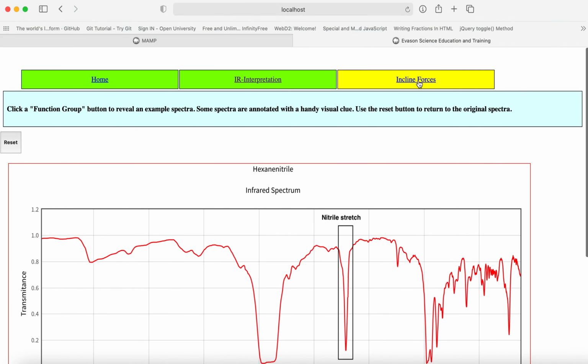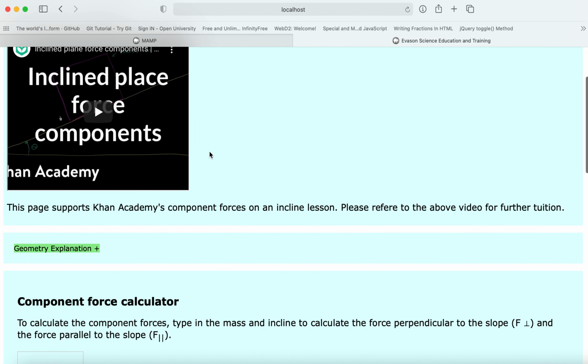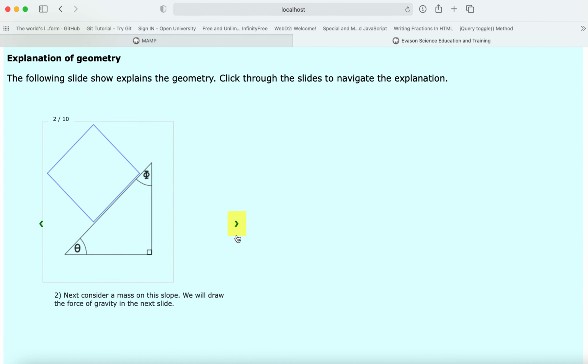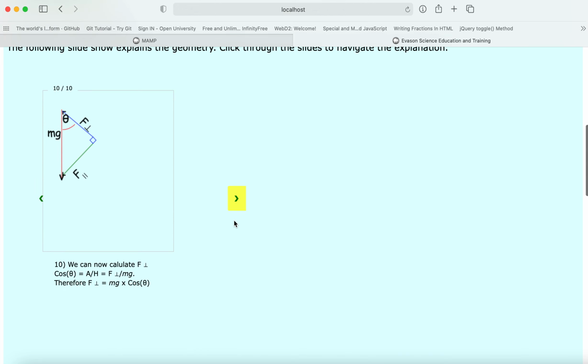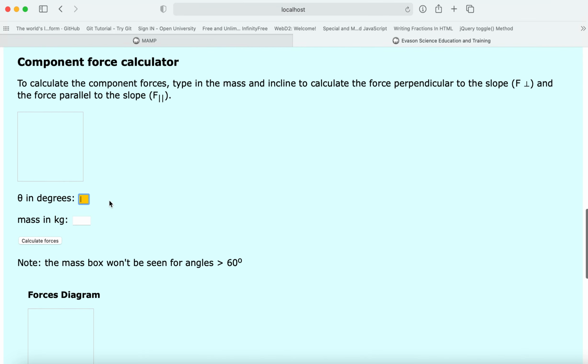So that was that, and then inclined forces was somewhere where I'd had a video from Khan that you could watch, and then I had an explanation of the calculation. It would step you through the calculation. There we go. And then somewhere where you could generate forces, work out the component forces with two box entries, calculate forces, and then draw the graphic.